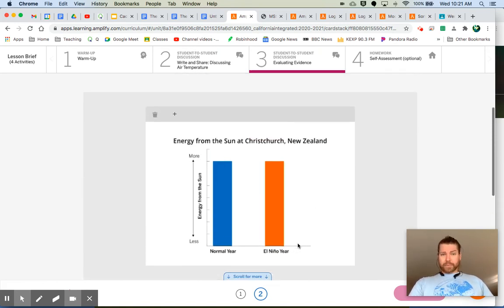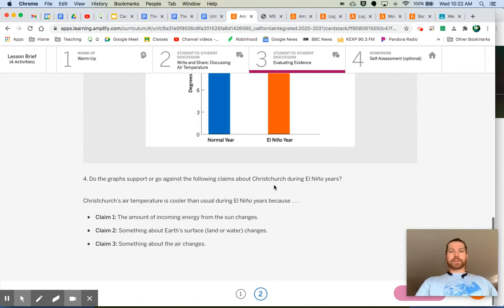Well, we have a graph right here. It says energy from the sun at Christchurch, New Zealand during a normal year and during an El Nino year. Is there any difference in the energy that Christchurch, New Zealand receives from the sun? No, it doesn't look like there is. We may have thought that originally, like, well, it's probably receiving less energy from the sun, and that's why it's colder, but it looks like it's receiving the exact same amount of energy from the sun. So we would say claim number 1, it doesn't seem like it's supported.